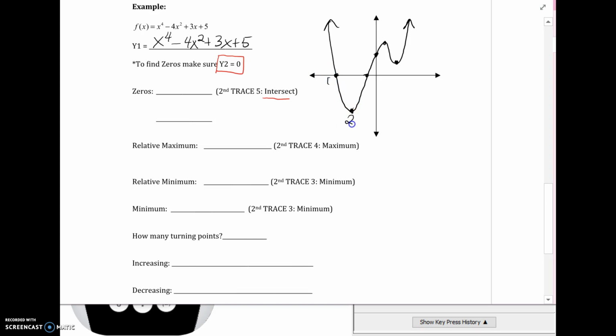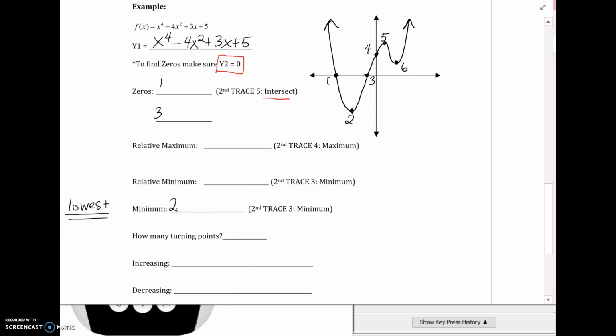You don't have to do it like this. I'm going to label this 1, 2, 3, 4, 5, 6. And then my zeros are points 1 and 3. I have a minimum, and that's actually the lowest point on the graph. That's number 2, or point number 2.